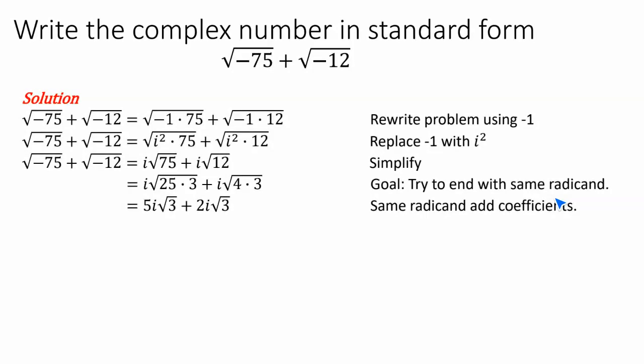The fact that I have a square root of 3 with a square root of 3 means that these two are like terms. So now I can add the like terms and keep the radicand. So I'm going to add 5i plus 2i. It's going to give me the 7i. And I keep what they have in common, the square root of 3.